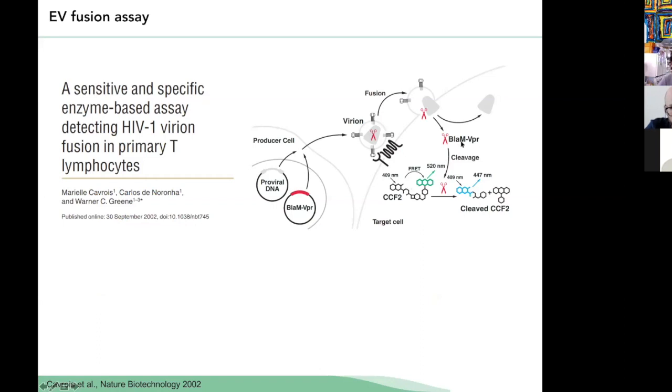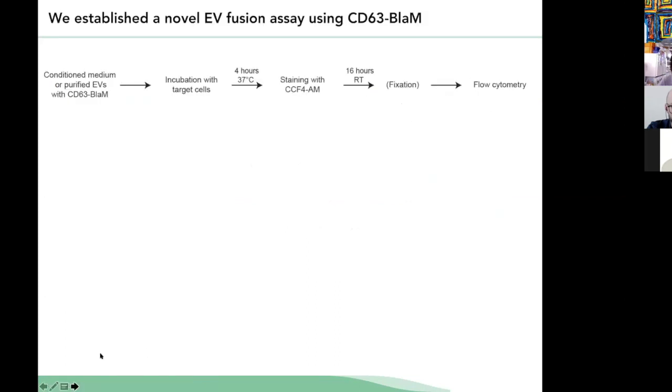This is really sensitive because it's an enzymatic reaction. A few molecules of the beta-lactamase are enough to cleave many, many molecules of the dye. So you will see over time a nice signal coming from the beta-lactamase once it's transferred. Of course, we adapted it to EVs, and this was also a lot of work. We fused the BLAM, the beta-lactamase, with many different proteins, but we found CD63 to be the best one to deliver this construct to the cells by EVs. And how the experiment looks: we have CD63 beta-lactamase expressing cells. This can be LCLs, or 2-nitrate cells.